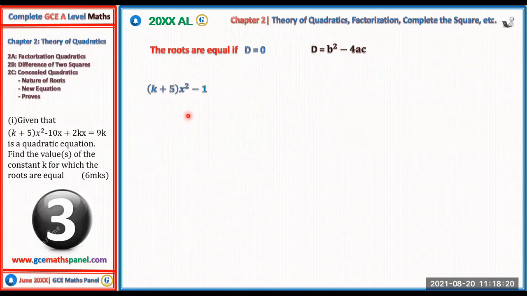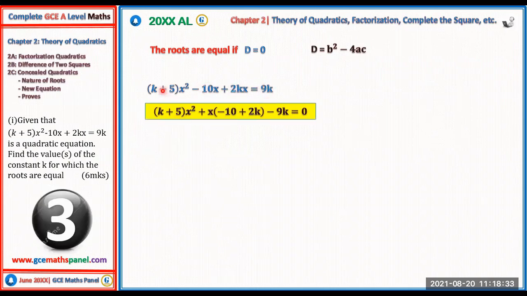So now let's arrange this equation in general form. We have to bring this one to the left-hand side. We note that this term and this term are terms in x, so we can group them. This one is a constant term because it does not contain x. So this will give us (k + 5)x squared plus x, we factor out this x, into (minus 10 plus 2k), then bringing this one to the left-hand side gives us minus 9k equals 0. So this quadratic is now in the form ax squared plus bx plus c equals 0. Normally, I should put this one before the x because this is my b, but it's okay.